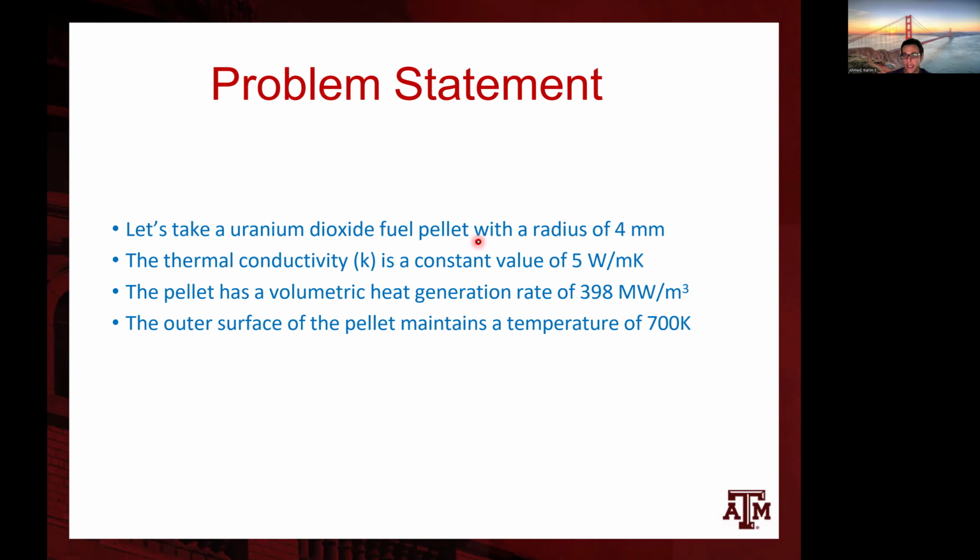So we are assuming the radius of the pellet to be about 4 millimeters. We're assuming the thermal conductivity to be constant at 5 watts per meter Kelvin. We are calculating the heat generation rate based on the fission rate and the energy per fission. And we're assuming the surface temperature, the temperature at the edge of the pellet, to be already known and equal to 700 Kelvin.